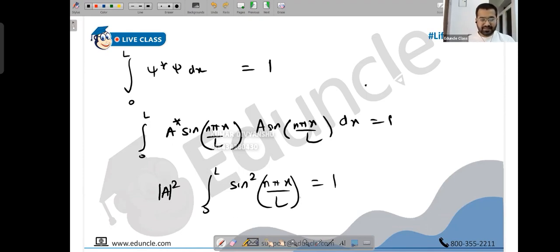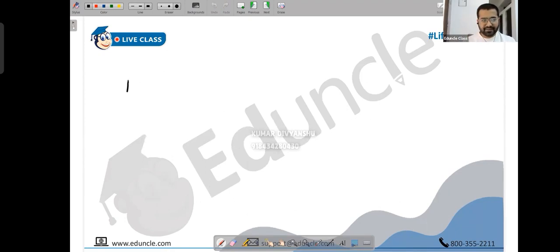Next, let's solve this. This is a very popular integration, and the answer is L by 2. You can write this directly: when you have 0 to t, you write t by 2; when you have 0 to 1, it's half. Integration of sin square theta is always half. But we can solve this, no problem.